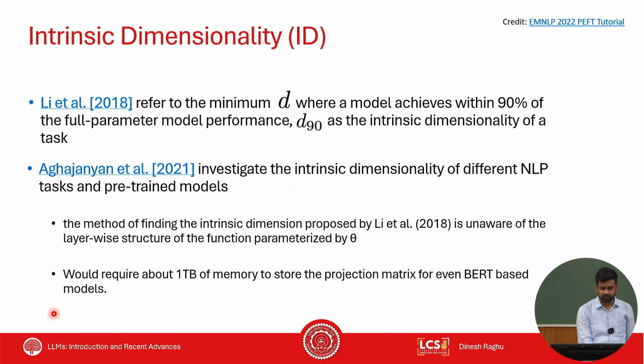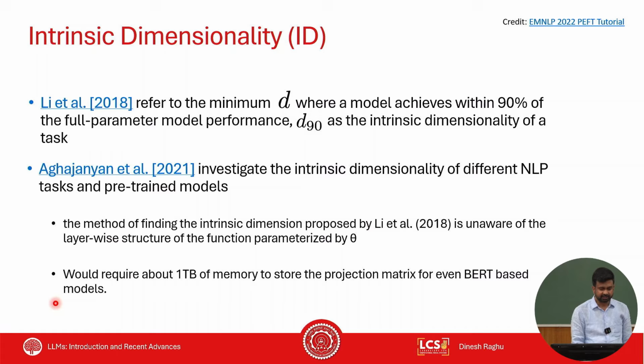So now they define something called intrinsic dimensionality. The value of small d that gets you 90% of the performance of your entire full fine tuning is called the intrinsic dimensionality of that particular task. That's what they define as intrinsic dimensionality. Now this was in general made for deep networks, but then in 2021, people investigated this in the light of large language models and specifically for NLP tasks.